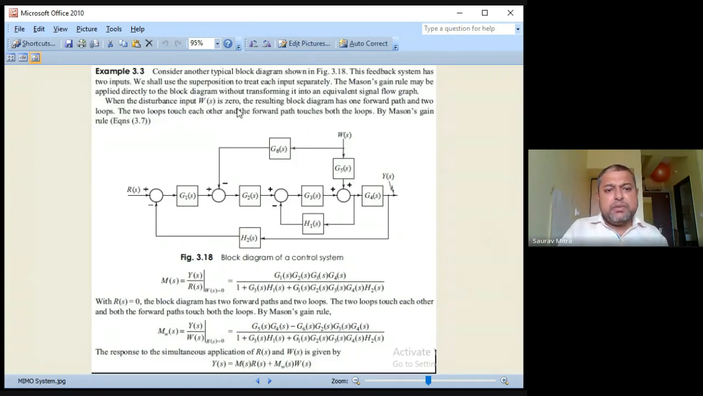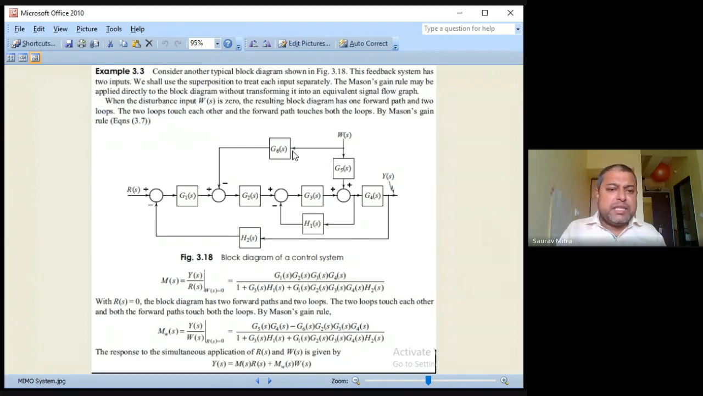When the disturbance WS is 0, the resulting block diagram has one forward path and two loops. So what is the one forward path? This is the one forward path, and two loops means this is one loop, and this will be another loop. Likewise, and this part has to be removed because there is nothing here.